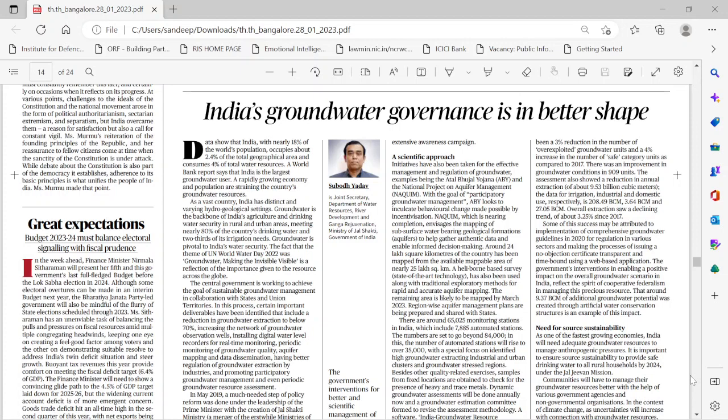Next point, Atal Bhujal Yojana aims at increasing groundwater and at the same time inculcating behavioral change with participatory groundwater management.